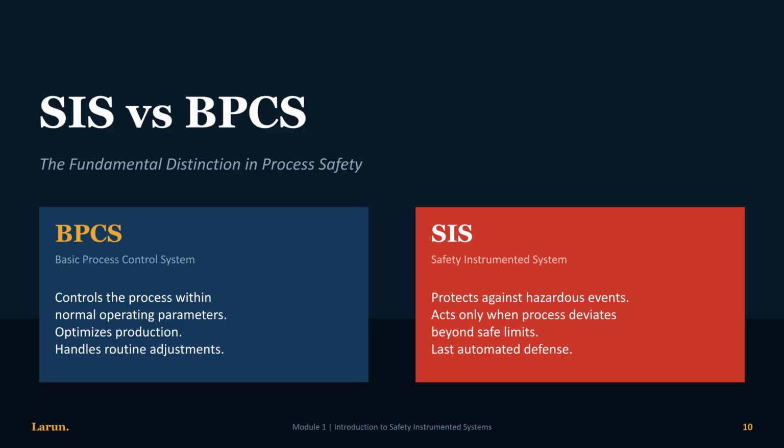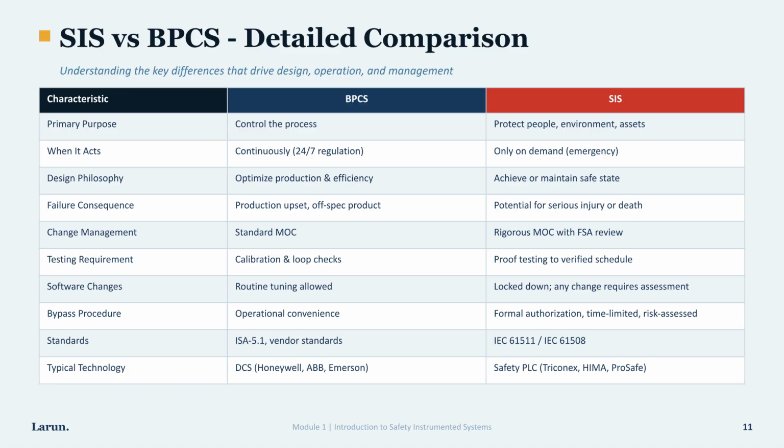The fundamental distinction is that the basic process control system, or BPCS, controls the process and optimizes production within normal operating parameters. The SIS, however, acts as the last automated defense to protect against hazardous events when the process deviates beyond safe limits. This detailed comparison shows the key differences. SIS focuses on safety and risk reduction, while BPCS focuses on control and production efficiency. The SIS must maintain a safe state, while the BPCS maintains the desired operating state.